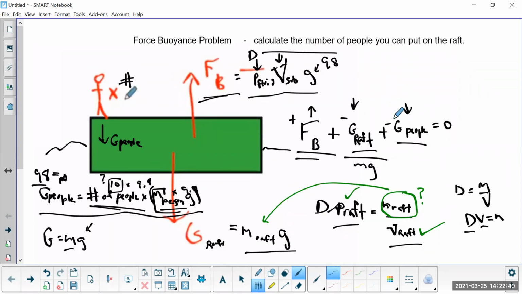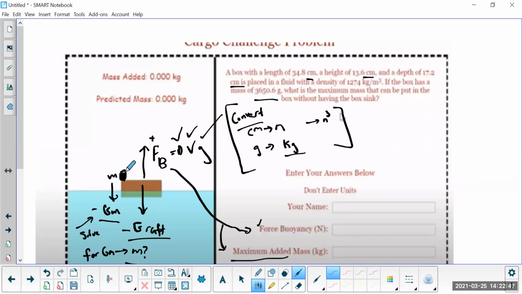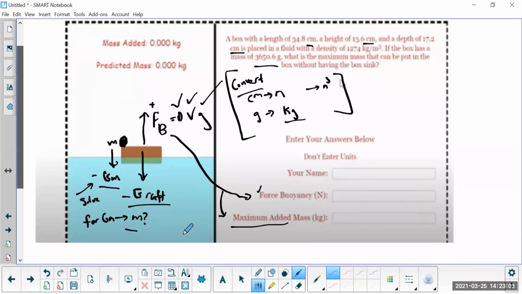And then you're going to solve for, it's not people this time, it's just some extra mass. So this extra mass is what you put on whatever object you're using, to find the maximum amount this thing can hold without sinking. You're going to solve for this mg going down, the gravity of the mass, and then take that number and divide it by 9.8 to get the overall mass of the object. So that's what you're looking for at the end, the mass in kilograms.